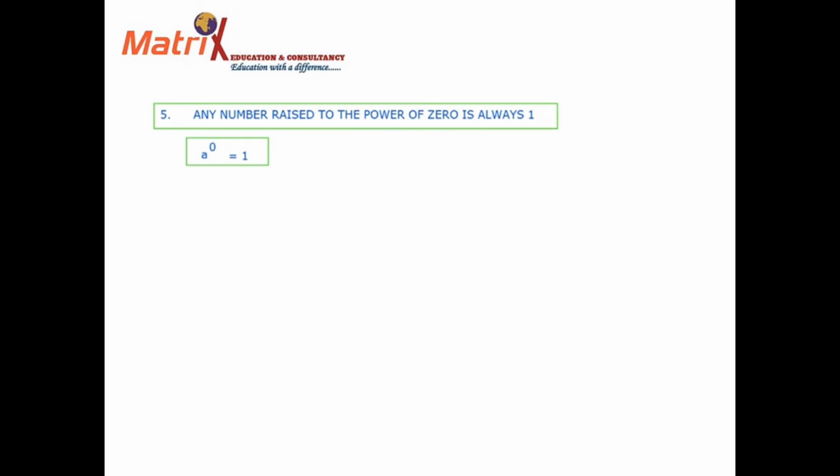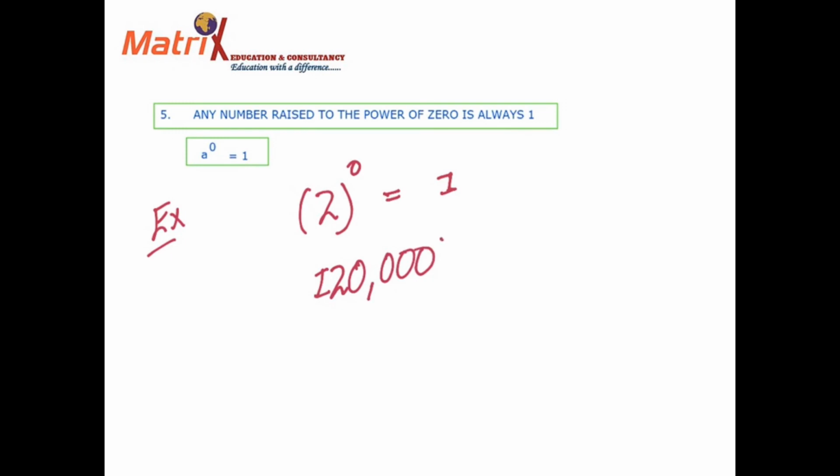It depends upon what the question asks you. The last law of the exponent says any number raised to the power of 0 will always be 1. I will write the example. I can write 2 raised to the power of 0. Answer is 1. I can write 120,000 raised to the power of 0. My answer is 1. Any number raised to the power of 0 is 1.